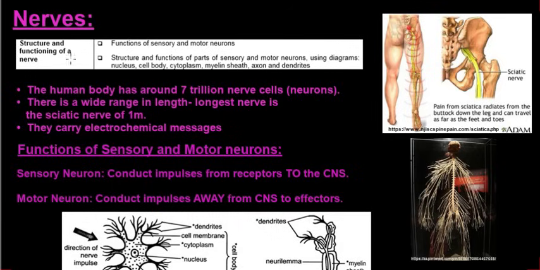In the human body, we've got around 7 trillion nerve cells, also known as neurons. There is a wide range in length of these neurons, but the longest one that we have, just for interest's sake, is the sciatic nerve. On this diagram on the right-hand side, the sciatic nerve starts in your lower back and travels all the way down your leg and ends in the heel of your foot.